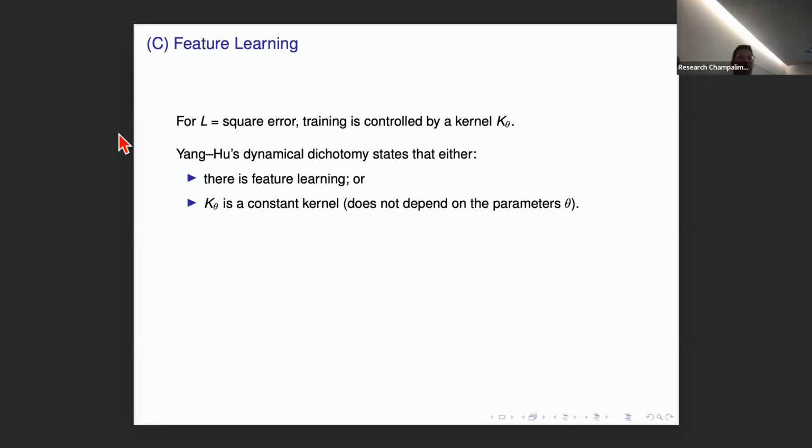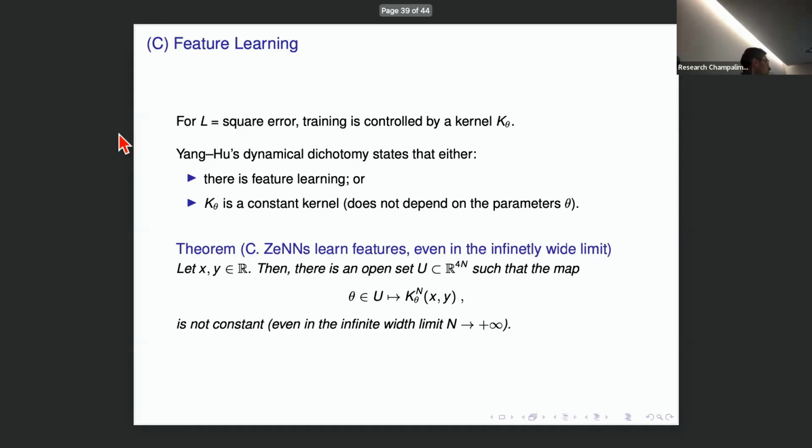And there is a dynamical dichotomy by Yang and Hu that says that either there is feature learning or this kernel is constant, so an actual kernel, and does not depend on the parameters theta. So we can think of having feature learning as having this k_theta not be constant. So if we prove that this k_theta is not constant, there is feature learning according to this dynamical dichotomy. So you can regard that as a definition of feature learning: the k_theta is not constant. And we are able to prove that indeed.